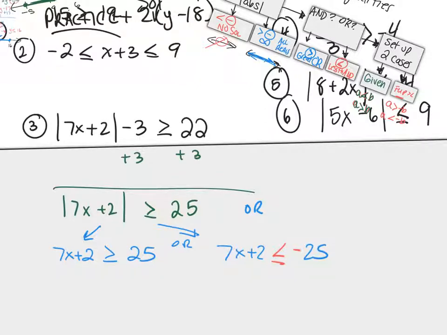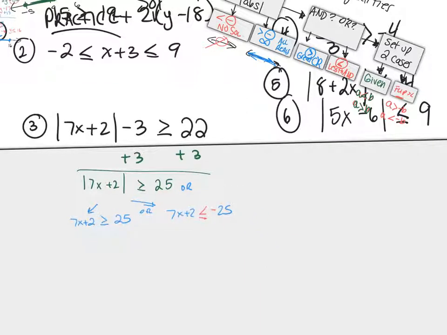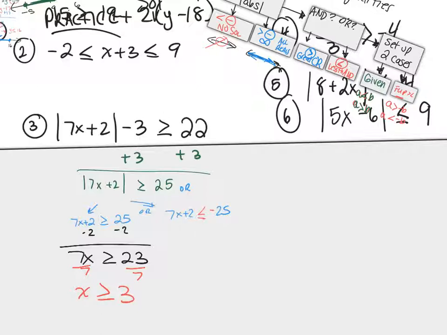Okay? Now, with this, I can solve it independently. I'm going to -2 on both sides. Yeah, you're going to get a fraction for this one. 7x is greater than or equal to 23. Divide by 7. X is greater than or equal to 3 and 2 sevenths.